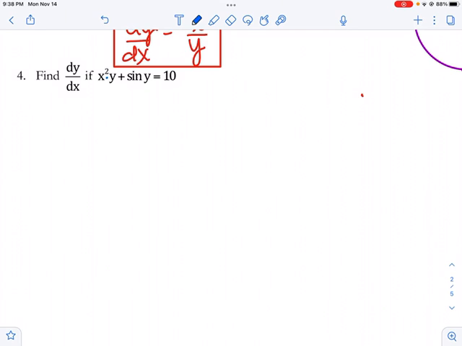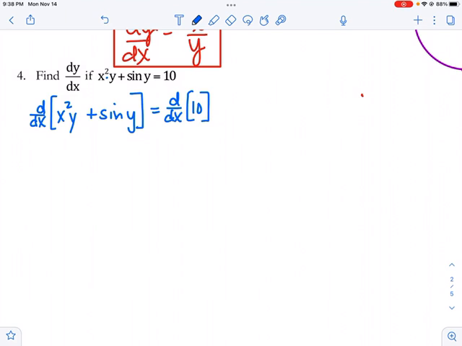So here we go. We're going to take the derivative of the left, and I'm going to be very thorough with this, where I have x squared y plus sine y. I'm going to take the derivative of the left, and that's equal to the derivative of the right. Now remember that this is not the derivative. When I say d dx, that means you're going to take the derivative. So we have the product rule, remember, first or second. So we have first, and then we're going to take the derivative of the second, which is dy dx.